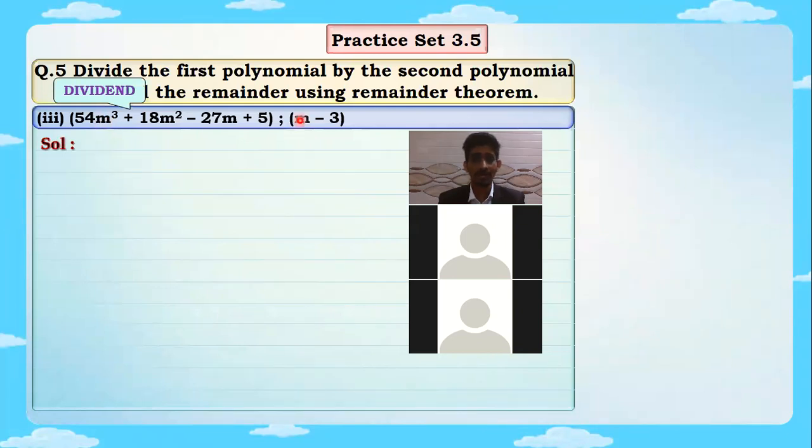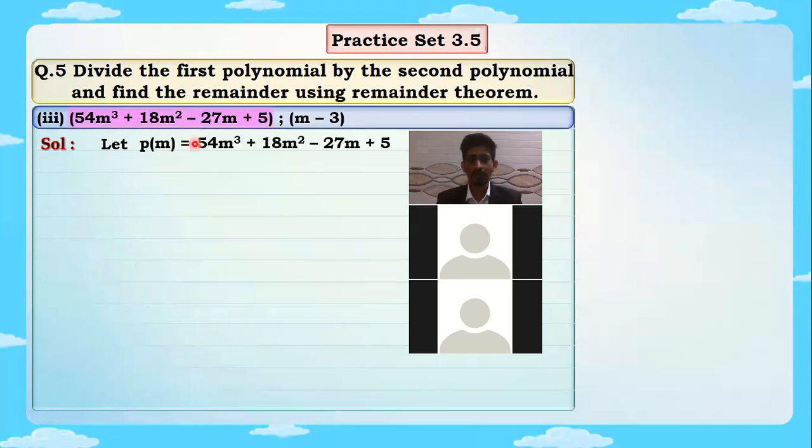And this is the divisor, dividend divisor. So let's write down this polynomial as P of m with variable m. This is the polynomial given to us. The divisor is what? m minus 3.